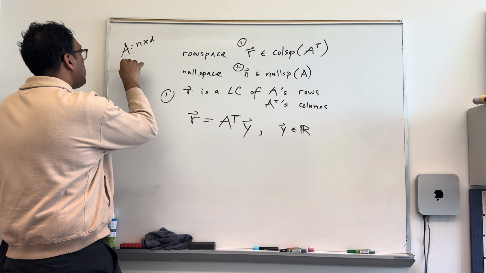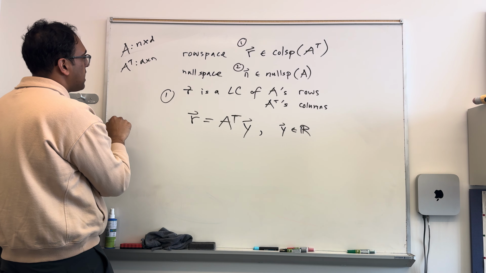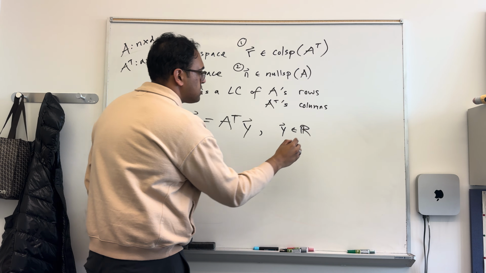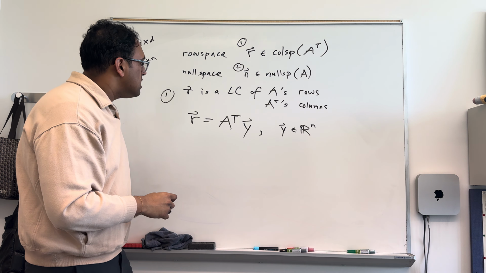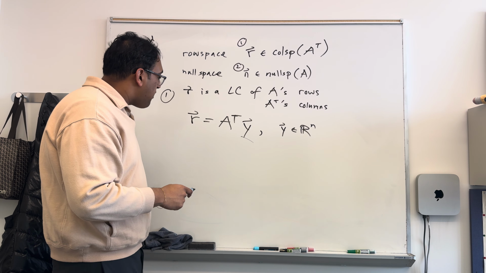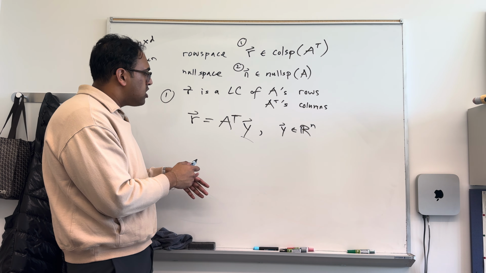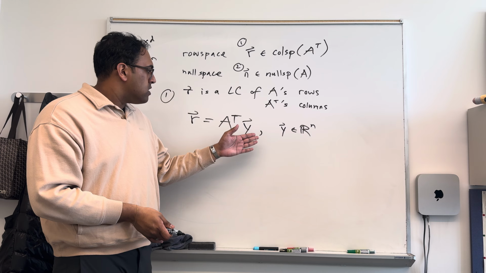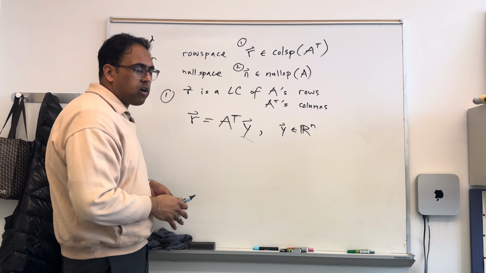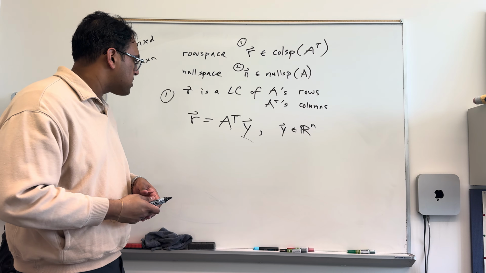What would the dimensions have to be? Well, A transpose is d by n, which means to multiply A transpose by a vector, it must have n things in it. So the fact that y is some vector in R^n. So the fact that r is in the row space just means that there is some vector y such that A transpose y gives you back r. r is a possible thing you can make by doing A transpose times some other vector.